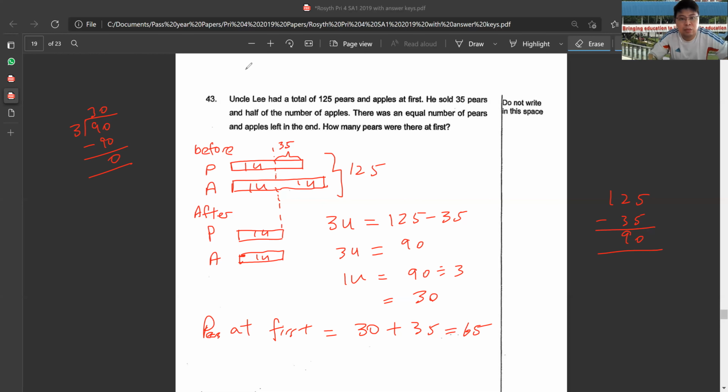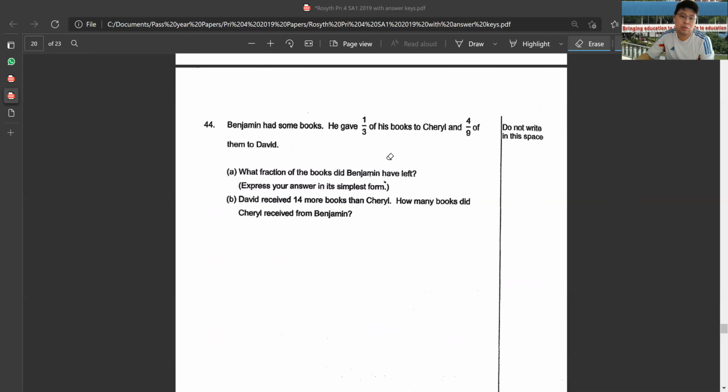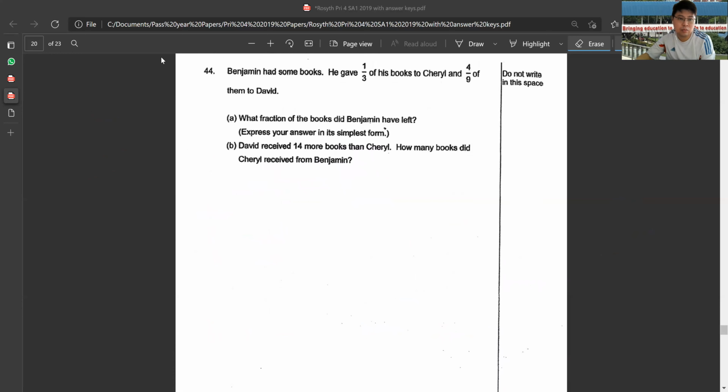So draw the model. How much time did I take to draw the model? Very little. Quite fast, right? You can do the same also. You still got one more question, 44. Okay, 43 is done. Now move on to 44.